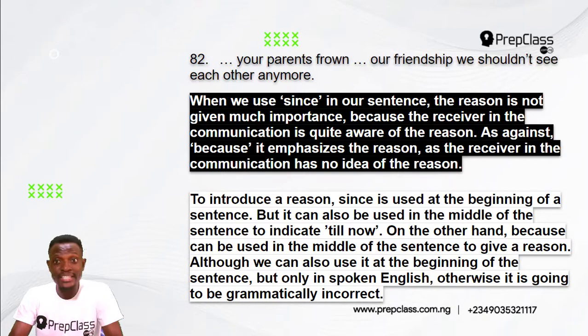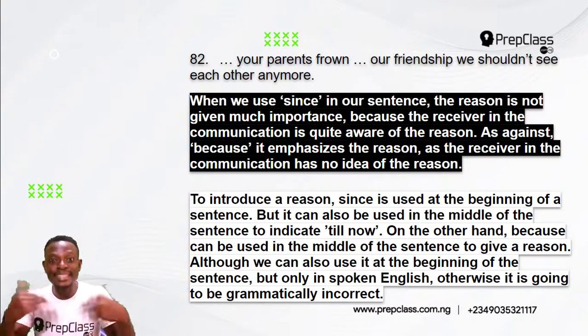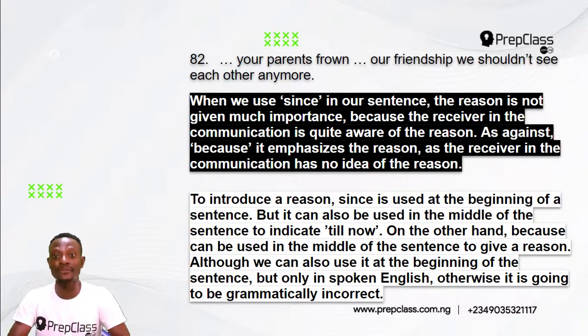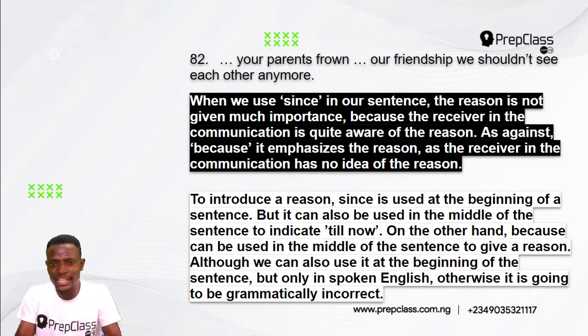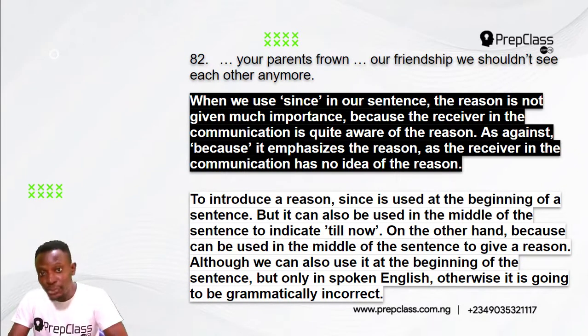Well, since your parents frown at our friendship, we shouldn't see each other anymore. The receiver is aware that our parents frown at our friendship. As against because, it emphasizes the reason, as the receiver in the communication has no idea of the reason. Why shouldn't we see each other anymore? Because your parents frown at our friendship. The receiver does not know that his or our parents frown at their friendship.